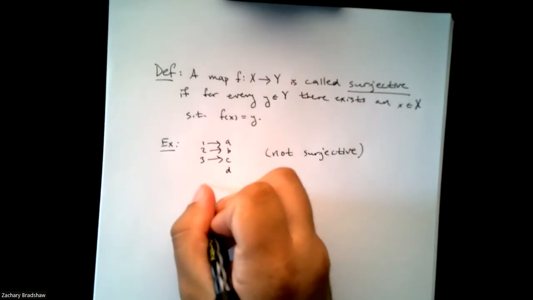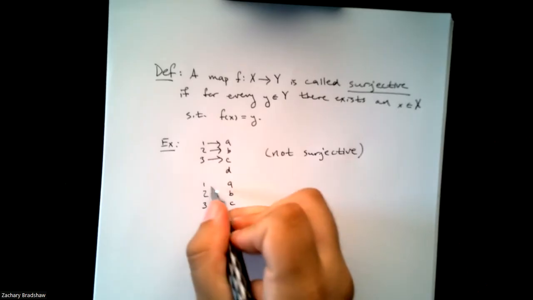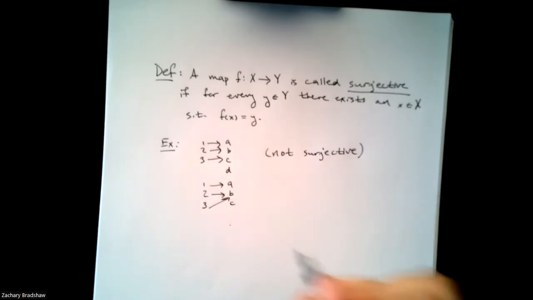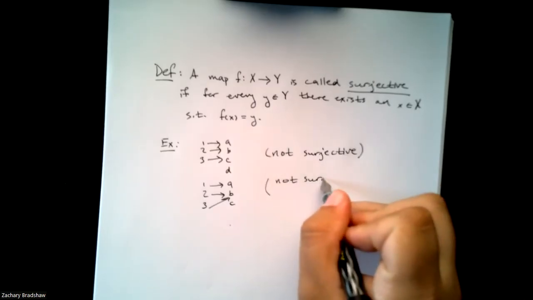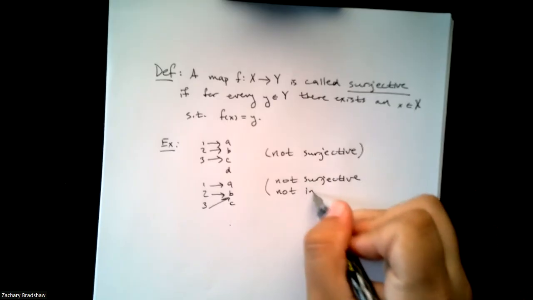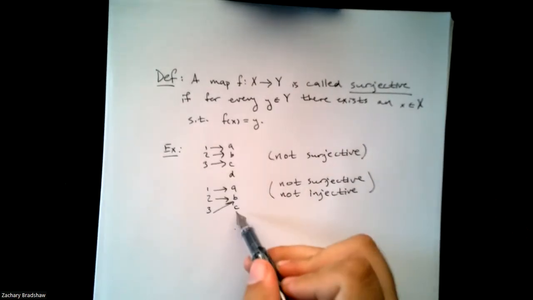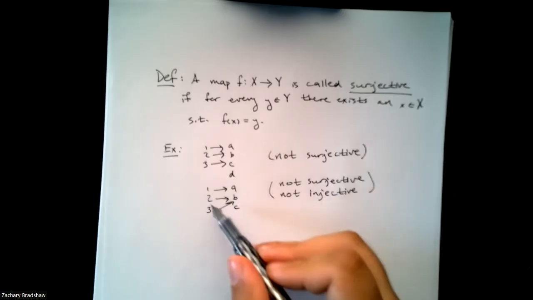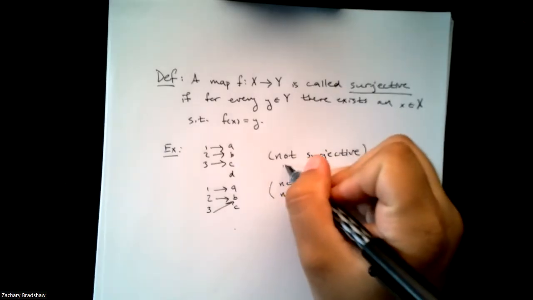Okay, so here's another example. {1, 2, 3} to {a, b, c}. We could map 1 to a, 2 to b, and 3 also to b. So this is also not surjective. But it also isn't injective. So it's not surjective because c is not hit by the function. Right? Nothing is mapped to c. And it's not injective because f of 2 is equal to f of 3, but 2 and 3 are not considered equal. So the map before actually is injective.